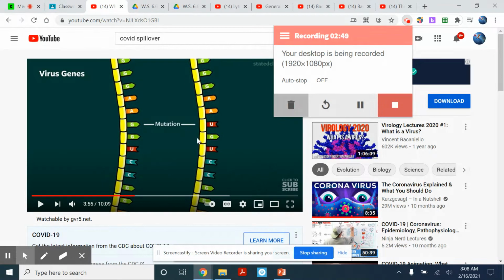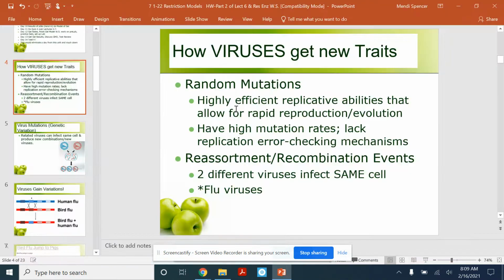And so when they get those mutations, that can give them new traits. It can change the shapes of those proteins, which I'm trying to figure out what the video called, those receptor proteins on the surface. But it can change the shape of them, and that gives them the ability to infect cells that they weren't able to infect before. Okay. All right. So random mutations can give viruses new traits, but then I just want to briefly mention that they mentioned reassortment recombination can cause viruses to very quickly gain new traits.